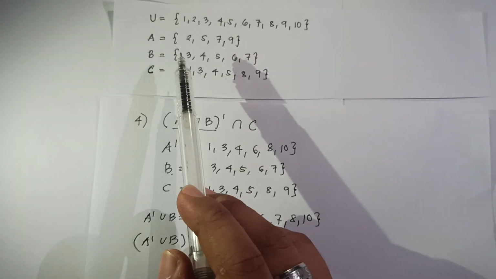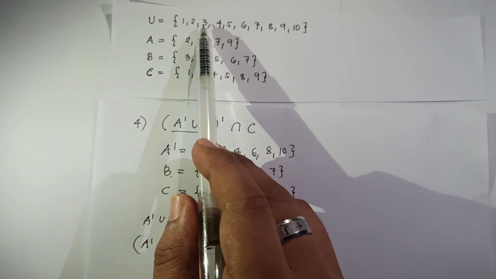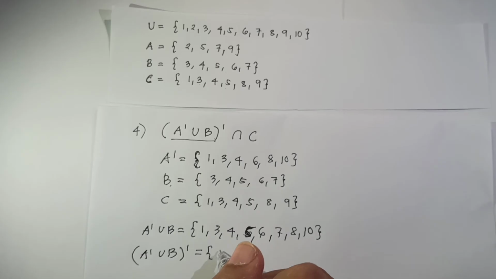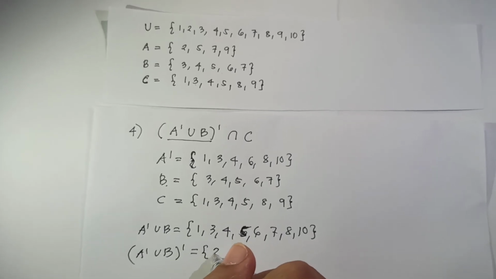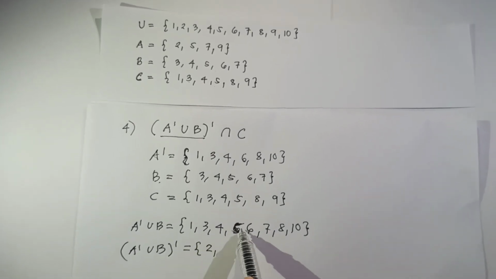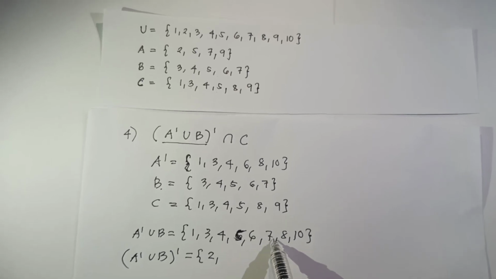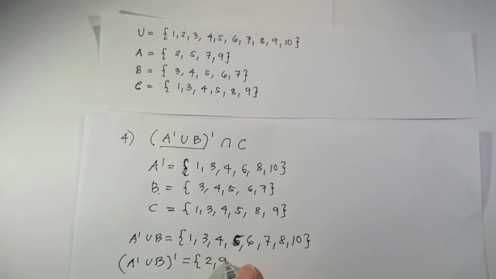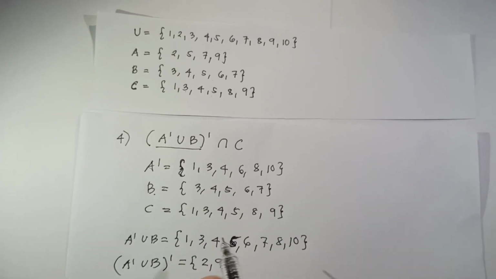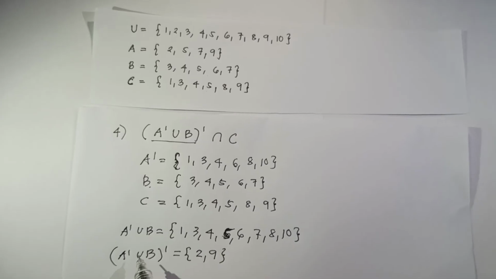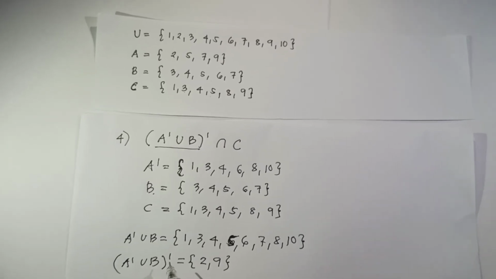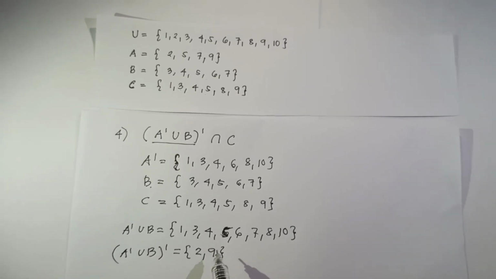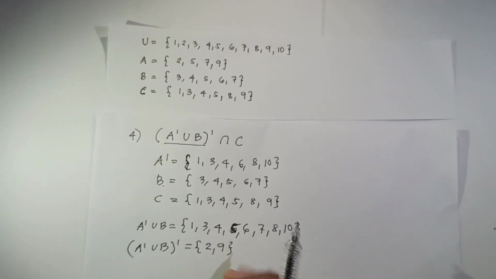Okay, so the universal set is 1, 2, 3, 4, 5, 6, 7, 8, 9, 10. So therefore, 1, meron 1 dito. So 2, starting with 2, 3, 4, 5, 6, meron. 7, meron. We have 9, may 10. So therefore, A intersection of A prime union of B quantity prime is equal to the set of 2 and 9. So element of 2 and 9.